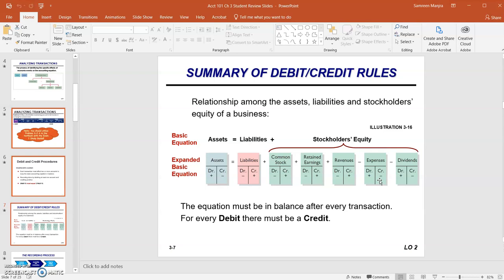And on the opposite side, I have LER, which is our liabilities, our equity, and our revenue and retained earnings. Okay, so the LER side, they increase with credits. So hopefully that acronym can help you understand some of these debit and credit rules.